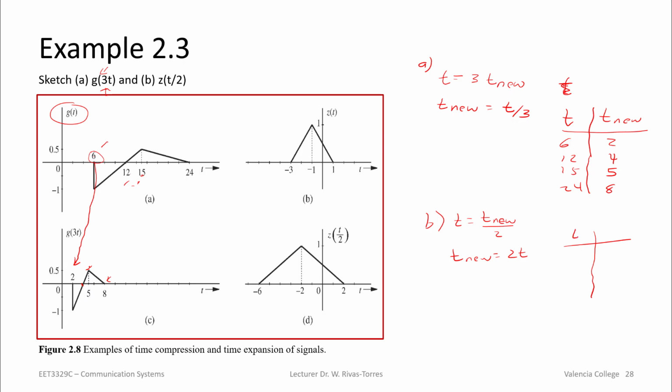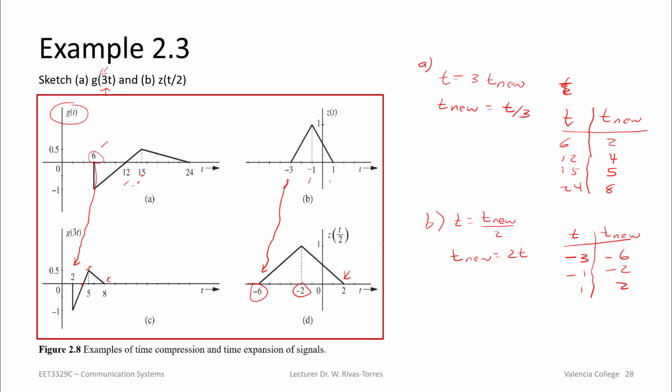Let's make a little table here. Here is t and here's t new. What numbers do we know on the t-axis, which is the horizontal axis? I know of -3, -1, and 1. Those are the values you see here. So this will be -6, this will be -2, and this one will be 2. That's exactly what happened: the -3 becomes -6, the -1 becomes -2, and the 1 becomes 2 right over here. That's how you can see how it expands.